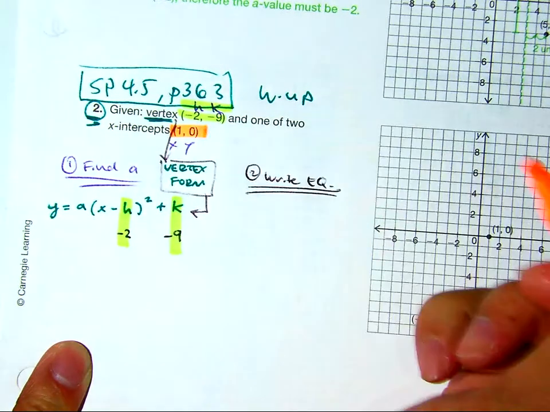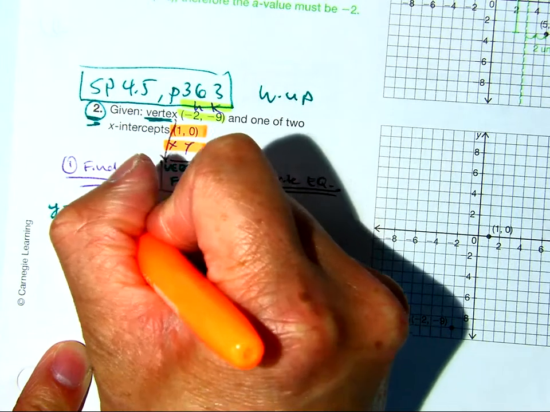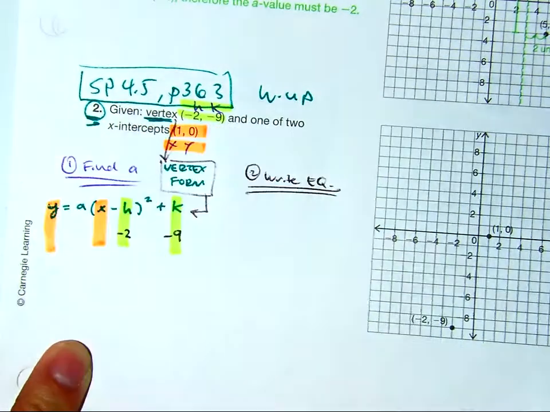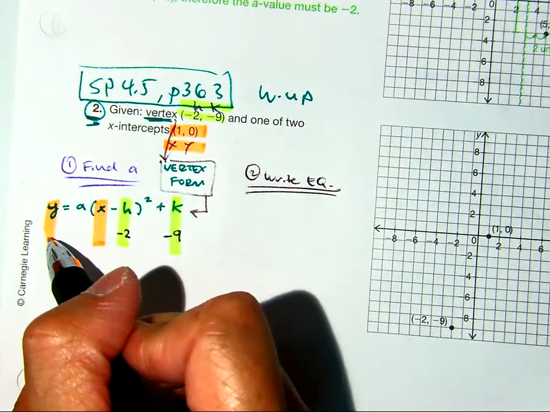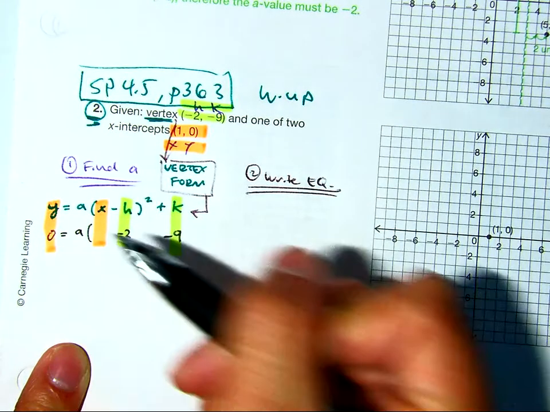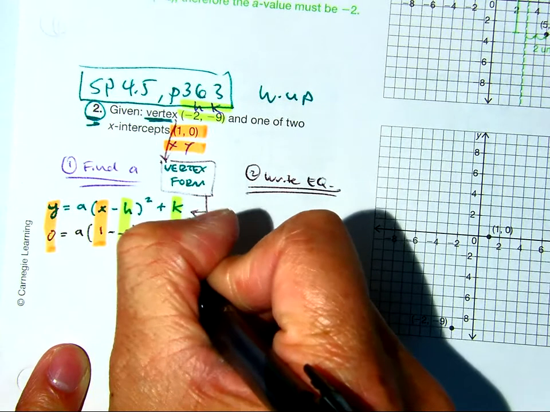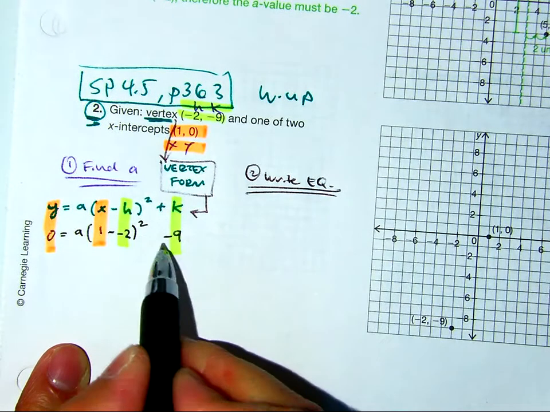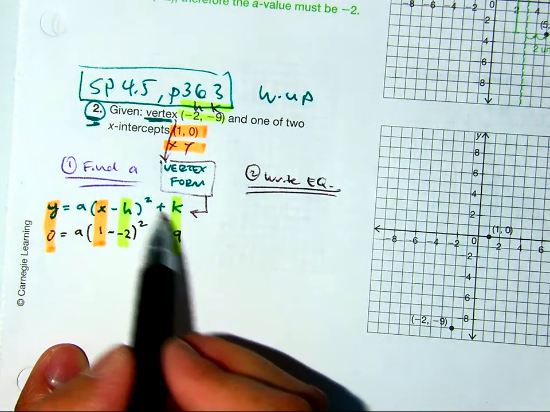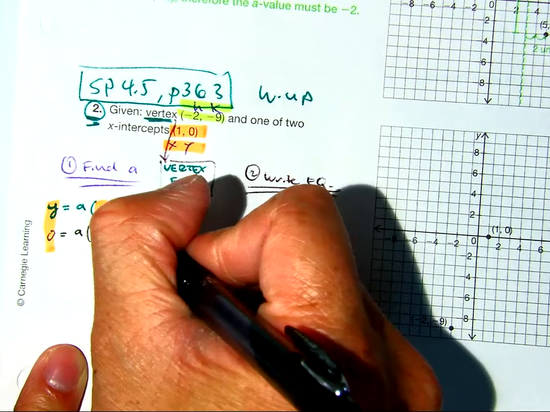So here is 1, 0. That is an ordered pair, so that goes in where my x value and my y value are. So class, what do I write here? 0 equals a times what? 1 minus -2, squared, minus 9. Whatever the k value is, don't worry about the plus sign. What you are worried about is this minus sign.